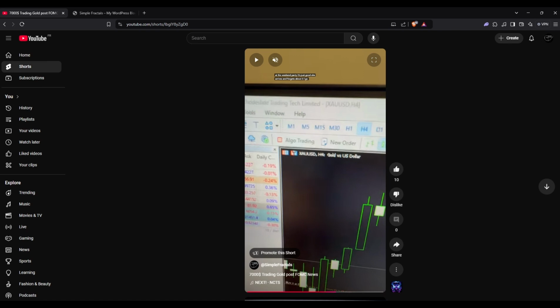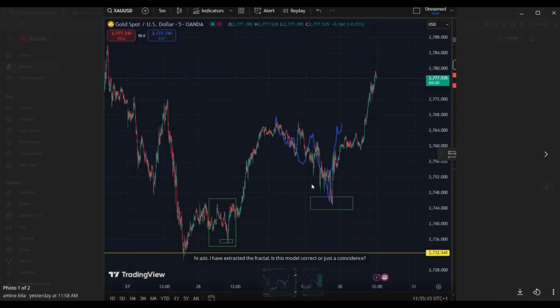We have received different charts from your part trying to understand the reason behind this execution, why we take the long position exactly from that level. One of the most important charts that I have received was this one. "Hi, I have extracted the fractal. Is this model correct or just a coincidence?"